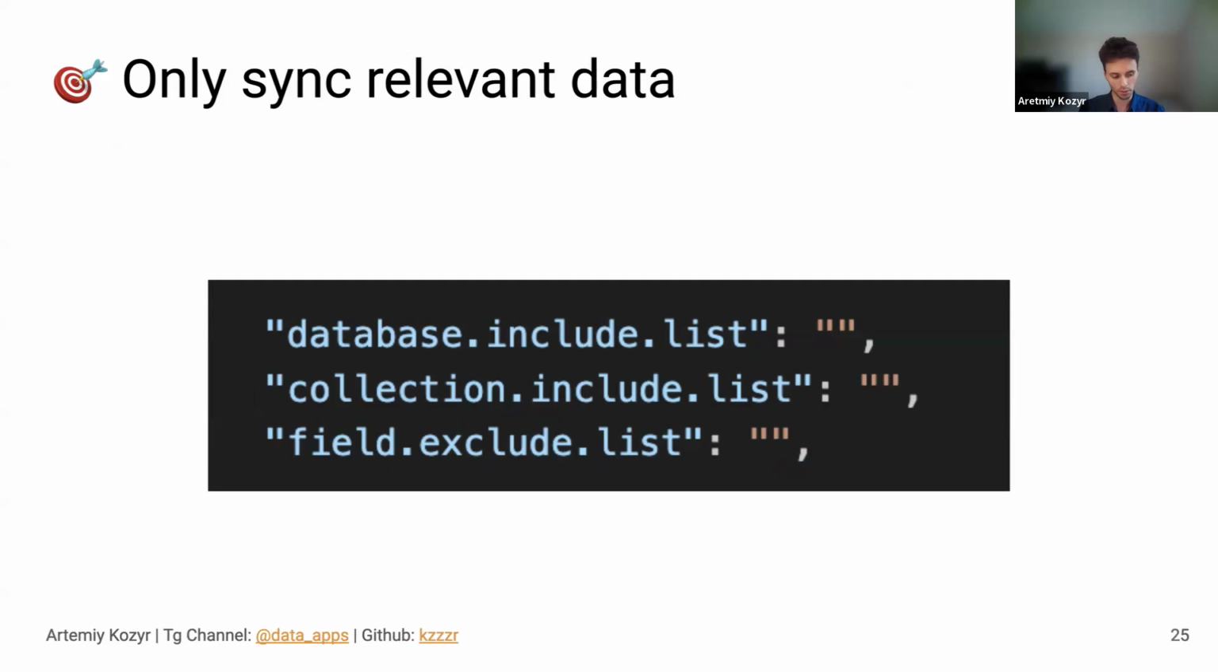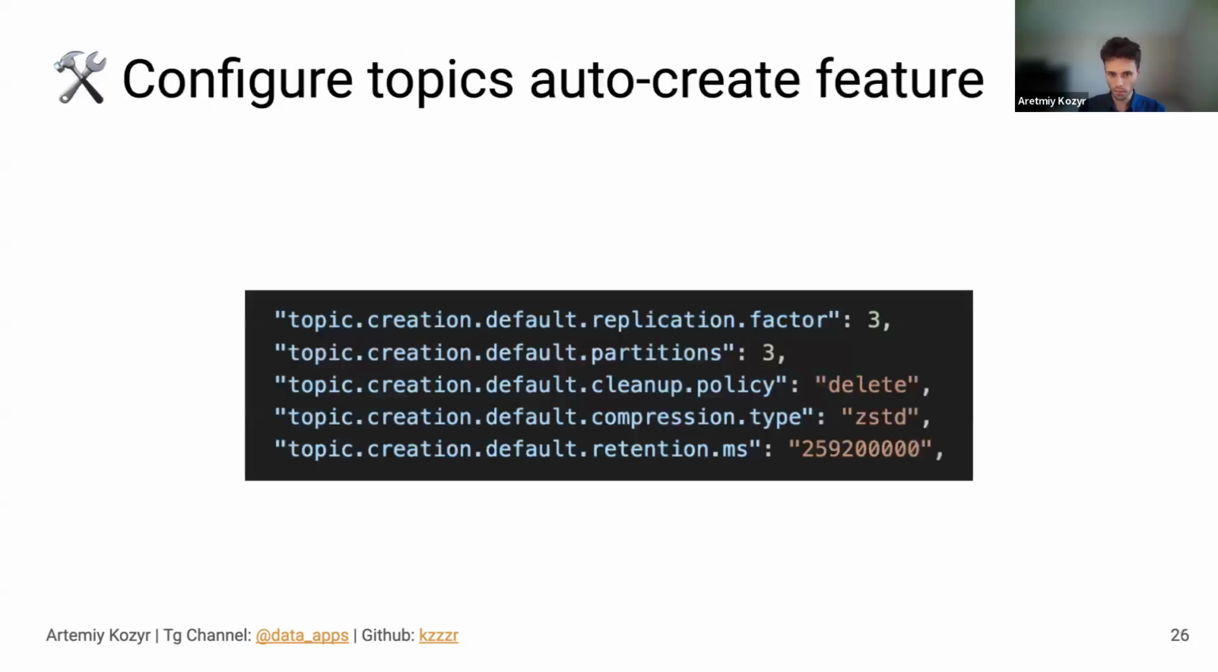Right. Second one, relevant data, is also configured with the properties file. Every kind of Debezium connector is configured with its own properties file, and you can include additional properties. There are mandatory and there are optional properties. To limit the amount of data to the relevant data, you would provide a database, a collection list, and a field list. So you can either exclude or include. That's it.